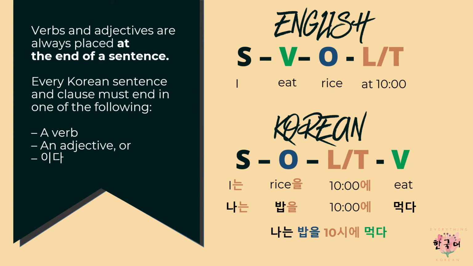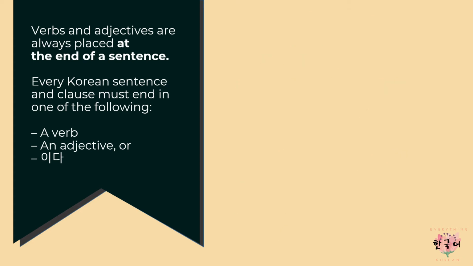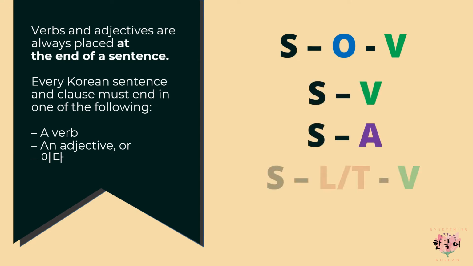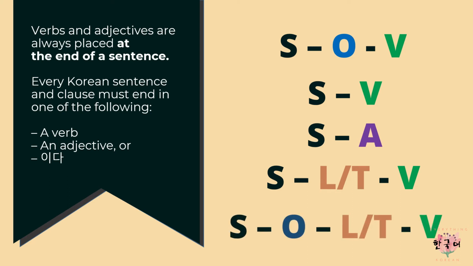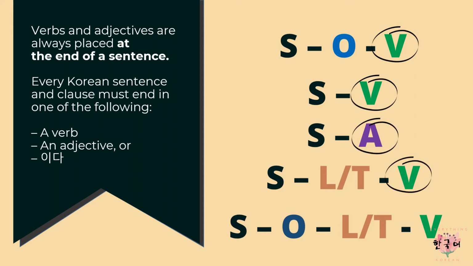Now, verbs and adjectives are always placed at the end of a sentence. I don't know if you have noticed this, but our structures so far are these. We have the subject, object, verb; the subject, verb; subject, adjective; subject, location or time, verb; and subject, object, location or time, verb. So as you have noticed, all of these structures end in either a verb or an adjective, right? So I want you to remember this.